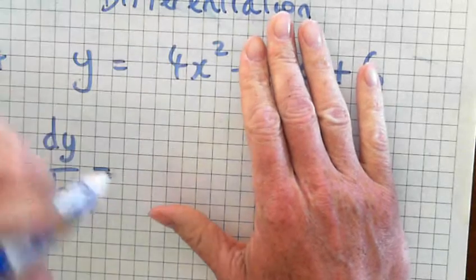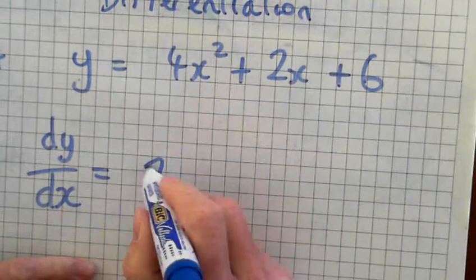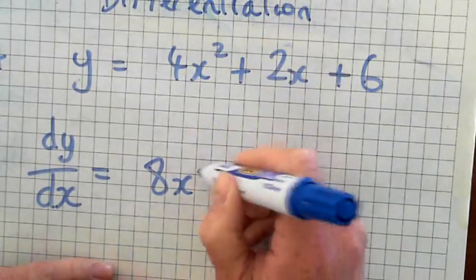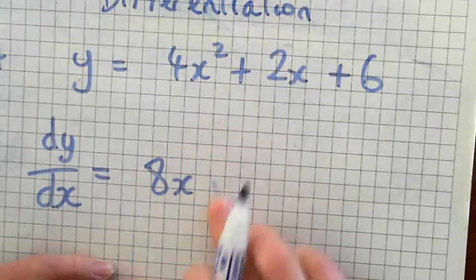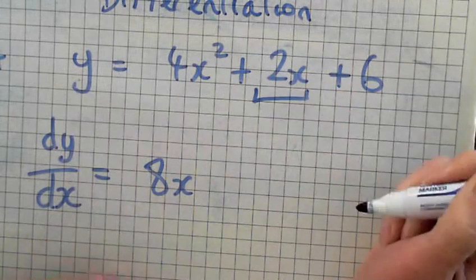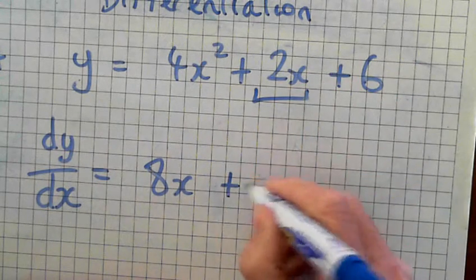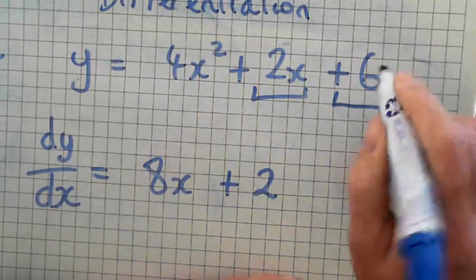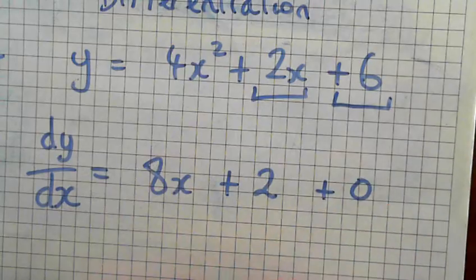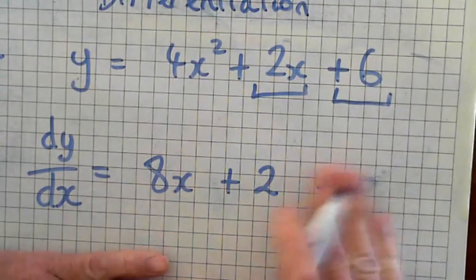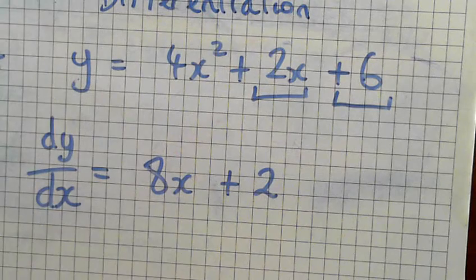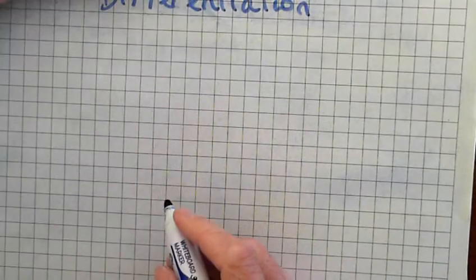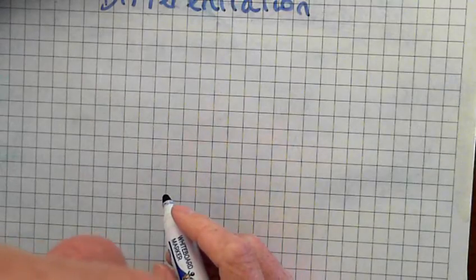So 2 times 4 is 8. X, and reduce that by 1. 8x to the power of 1, or 8x. What happens when you differentiate 2x? You get rid of the x and you get 2. What happens when you differentiate a constant? You get 0. But instead of writing in plus 0, we just leave it blank. Right, another one. They're all pretty much the same.